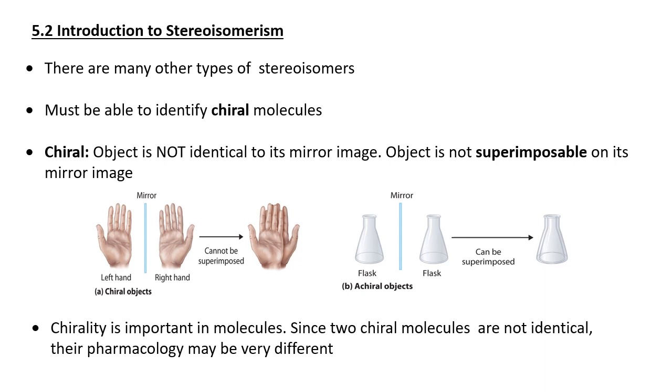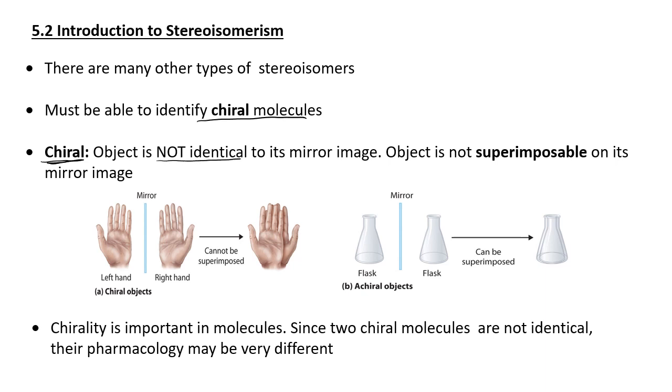In section 5.2, we're going to introduce different types of stereoisomerism. But first, we need to be able to identify molecules as chiral or achiral, and then be able to identify chirality centers. Chiral simply means that an object is not identical to its mirror image. The object is not superimposable on its mirror image.